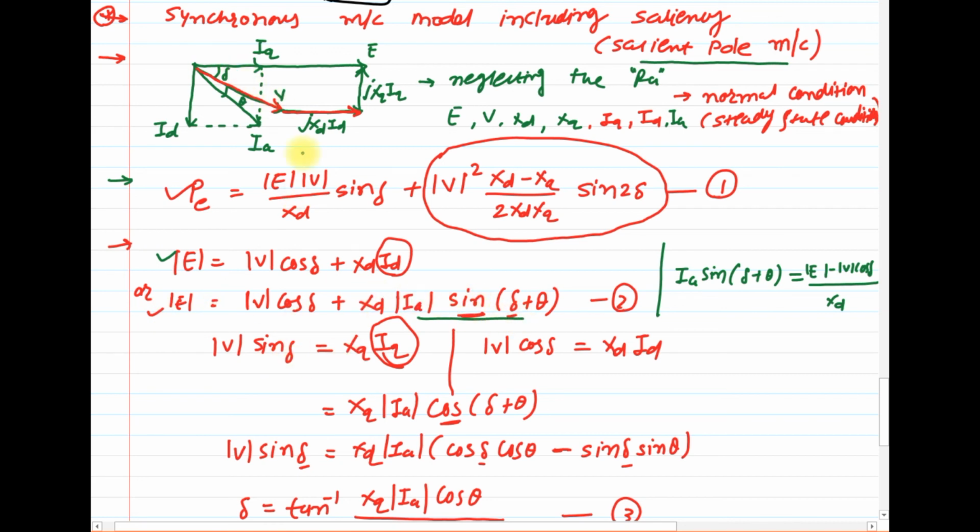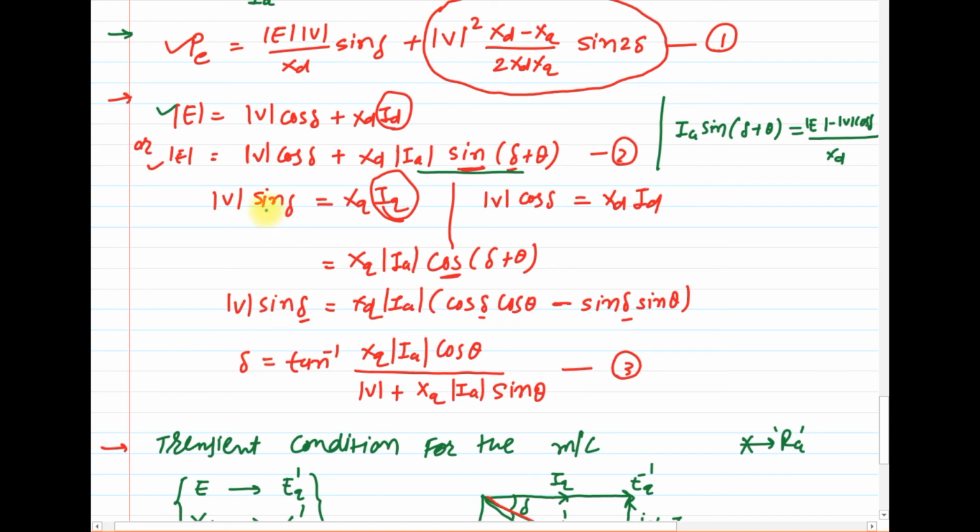So for that, from the phasor diagram, we have considered that V sine delta is equal to XQ into IQ. You can consider this one also. V cos delta is equal to XD ID. Now just substitute IQ is equal to IA cos(delta plus theta), and finally derive the angle delta. So the equation number 1, 2 and 3 will give the generated power, generated EMF and angle delta under the steady state condition of your salient pole machine.